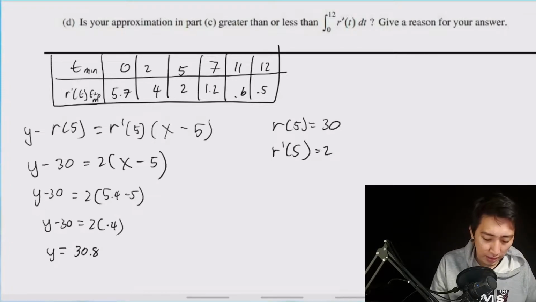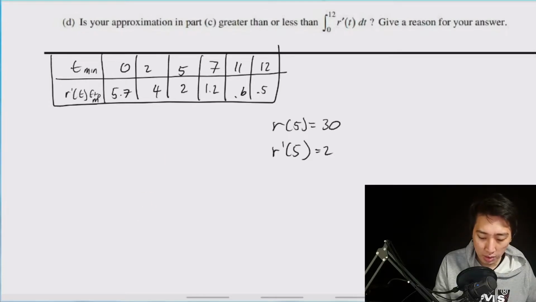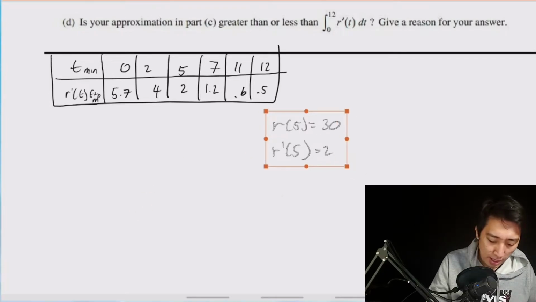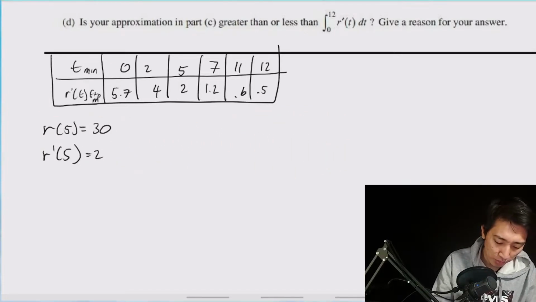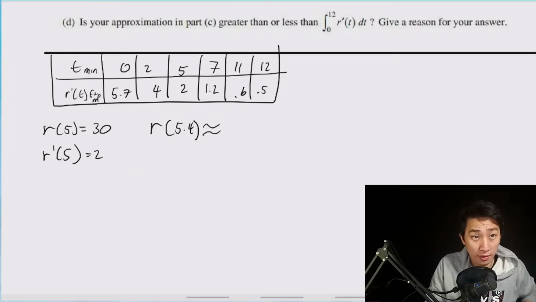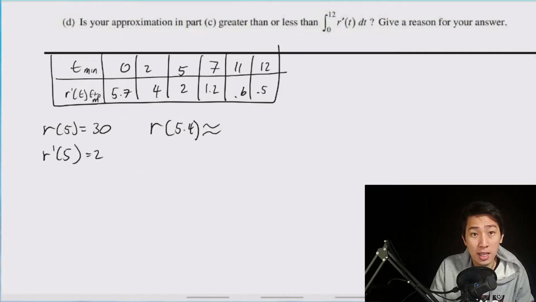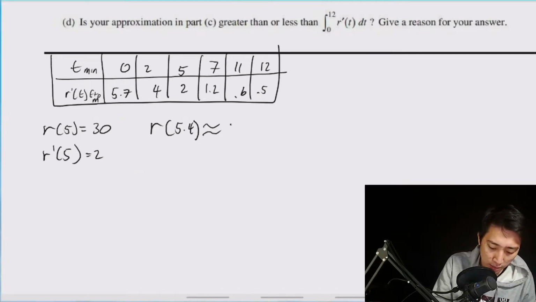That's totally valid. For me, though, because it's just an approximation and they don't check work too often, what I normally do is look at this and play with the slope. If I want to know what r of 5.4 is approximately, I know my run changed 0.4. If my slope is 2, that means if my run changed 0.4, my rise had to change 0.8. So this is going to be 30.8 approximately.